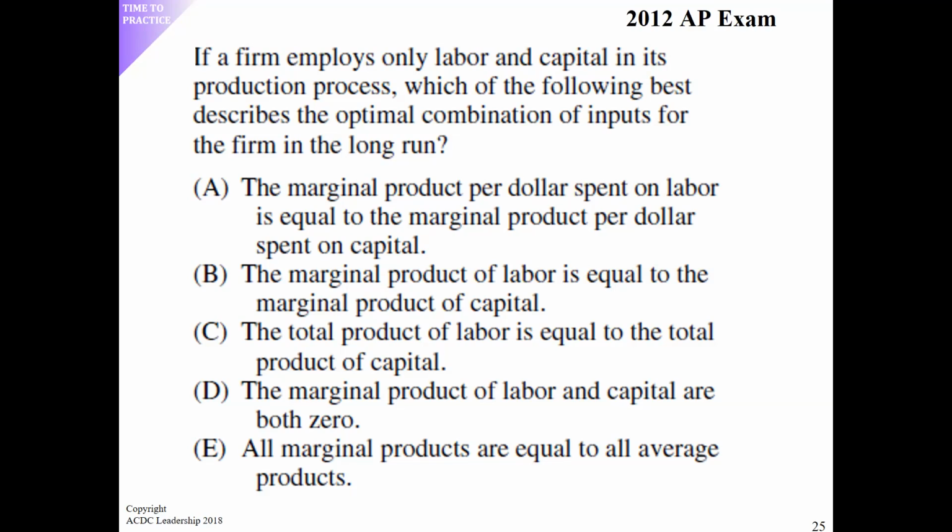All right, boards. I got some B's, I got some A's. I think I'm dominated by A's. All right. The marginal product of labor over the price of labor. So it's A, the marginal product per dollar spent. Okay. Questions on that? All right, back to your notes.